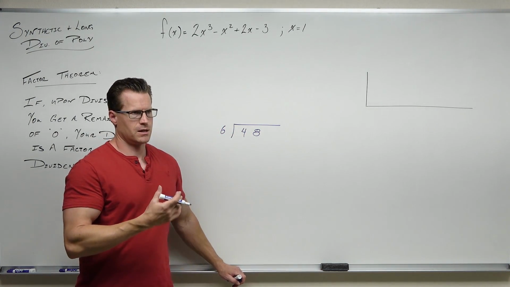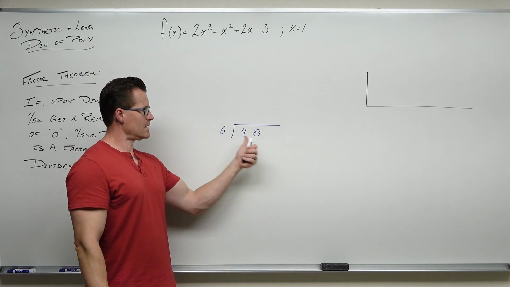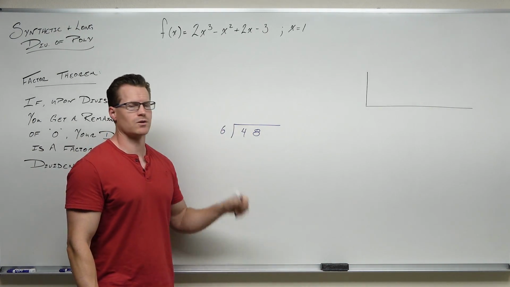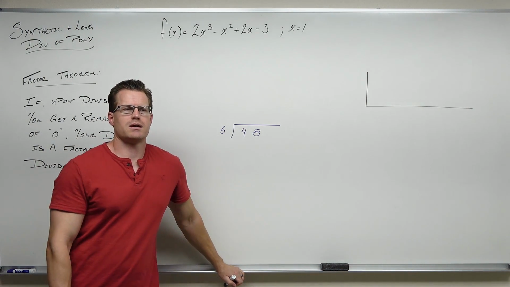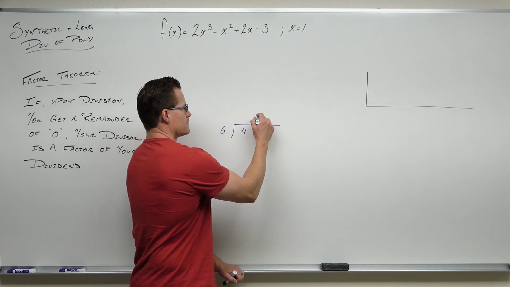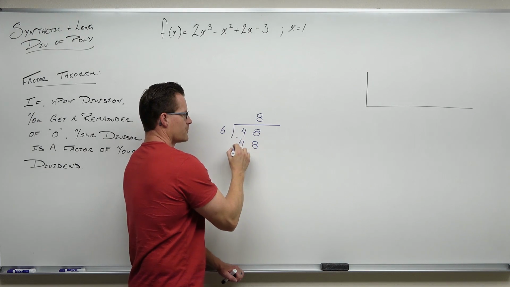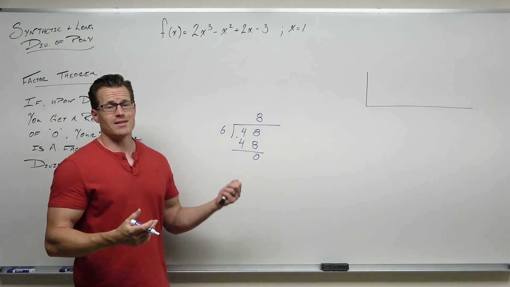Here's 48. Here's 6. And you go, oh, okay, let's divide 48 by 6. This is your dividend. This is your divisor. This up here is going to be your quotient. So we start dividing. You go, hey, does 6 go into 48? It goes in 8 times. You go, oh, 8 times 6 is 48. And if we subtract, we get 0. Oh, hey, the remainder is 0.